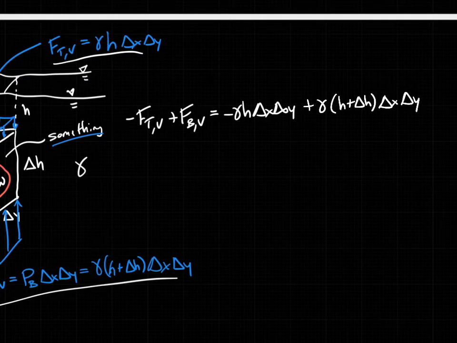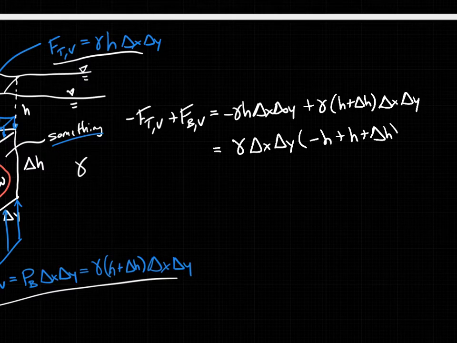Let's clean up this right-hand side. I'm going to pull the gamma out. What else can we pull out? Delta x, delta y can be pulled out. And I'm left with negative h plus h plus delta h, which equals gamma times delta x, delta y, delta h.